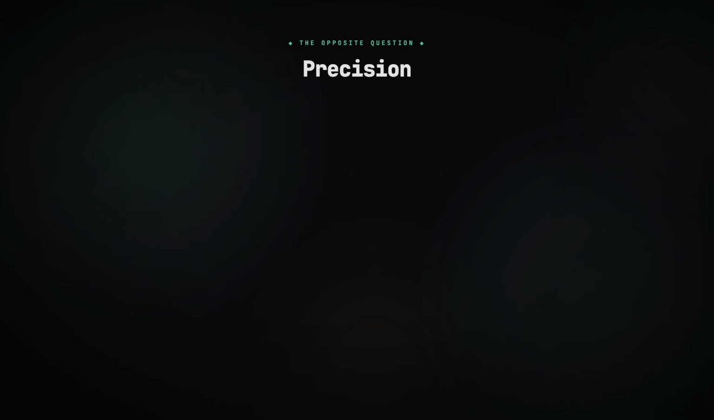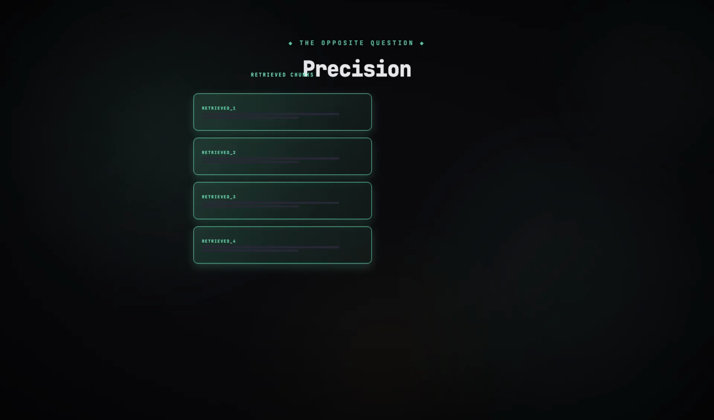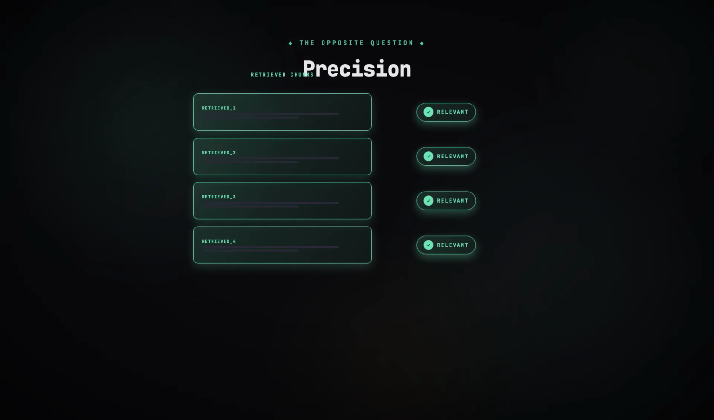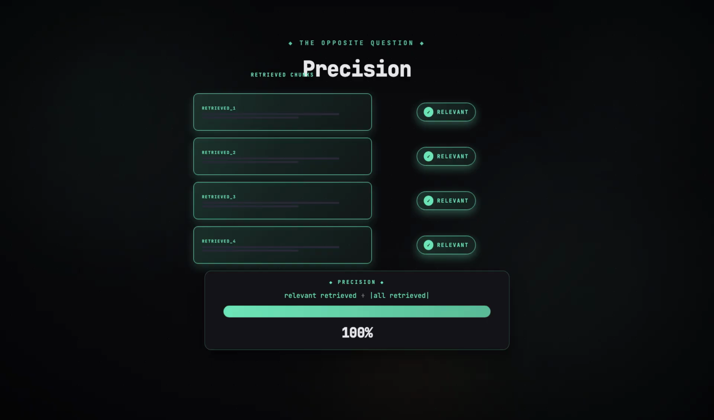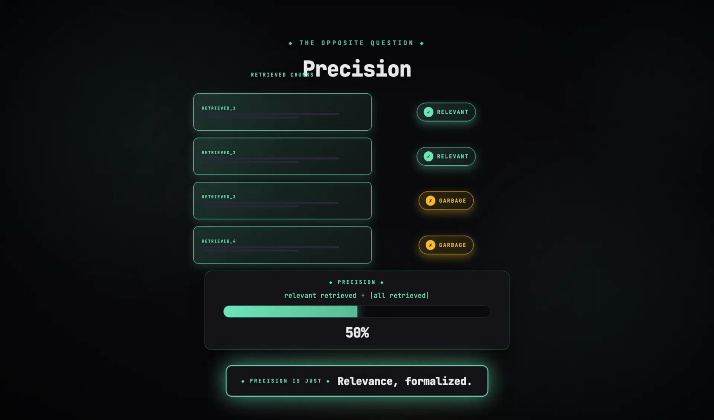Precision is the opposite question. Out of all the snippets the retriever returned, how much was actually relevant and how much was just irrelevant garbage? If everything returned was relevant, precision is 100%. If half was relevant, 50%. So precision is just relevance, formalized.